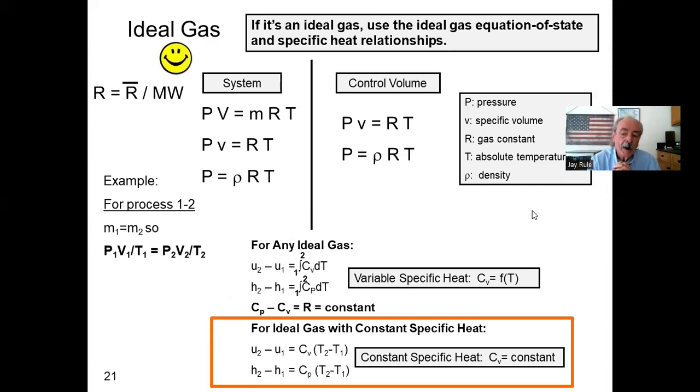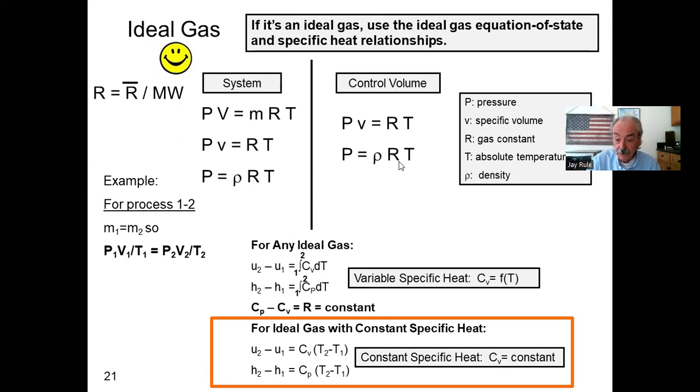How many of us read a problem and pray for an ideal gas? I've got to tell you, when I was an undergraduate, I was praying for the ideal gas with constant specific heat. So if you've got an ideal gas problem, this is the stuff you know, and this can help you quickly solve problems. For all ideal gases, R is R bar over the molecular weight. For a closed system, these are three identical statements of the ideal gas equation of state. PV equals mRT. You can derive the others.